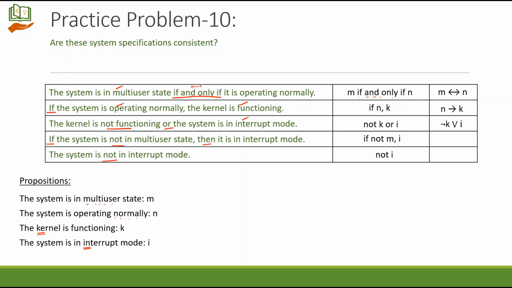What is if not M then I? Not M is actually negation of M. If means you are using the implies operator. So not M implies I. What is not I? It is negation of I.